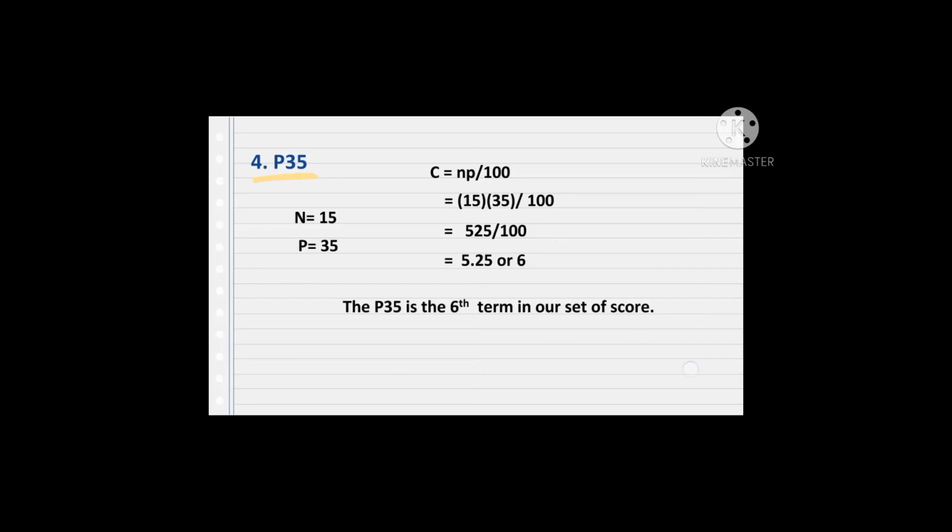which is 41. Then, the next one is finding the 35th percentile in our set of scores. We will use the formula C = P times n over 100. n will always be 15 and P will be 35. 15 times 35 is 525, and 525 divided by 100 is 5.25. We will round off 5.25 and we will get 6. So the 35th percentile is in the 6th term in our set of scores, and that is 22.